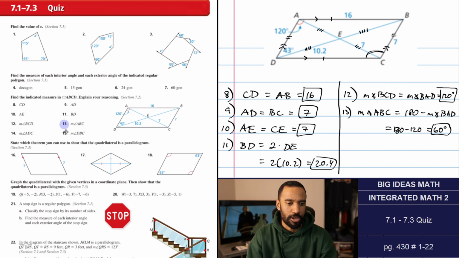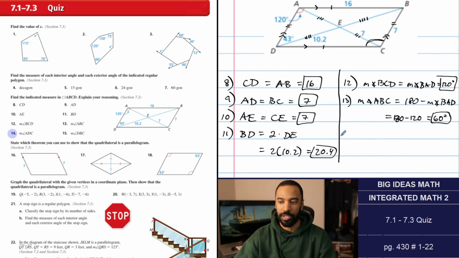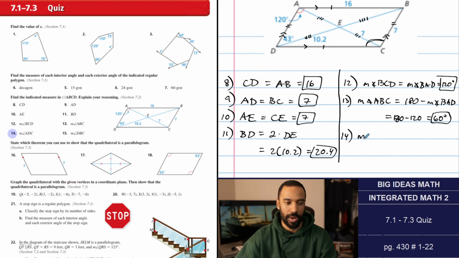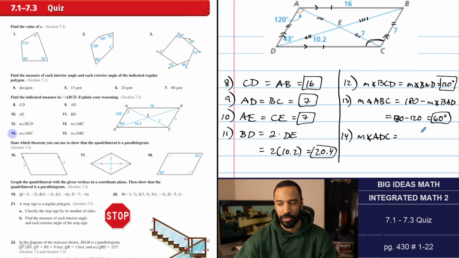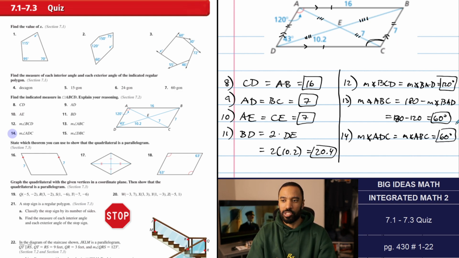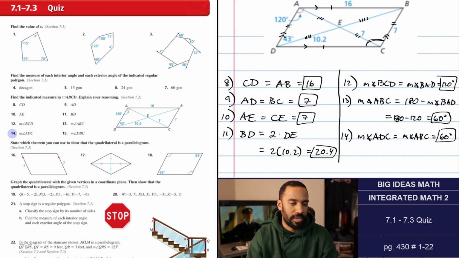Number 14, measure of angle ADC. This is going to be either opposite that angle we just found, which will be congruent to it. That means we're going to get another 60-degree angle. Or you can say it's also forming a linear pair for the same reason. Consecutive angles are supplementary. So ADC is also 60 degrees. And lastly, we still haven't used that 43 number. I assume it's about to be in effect.